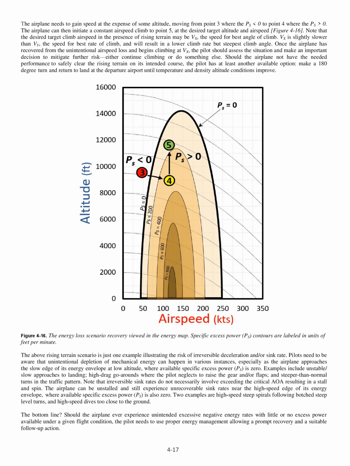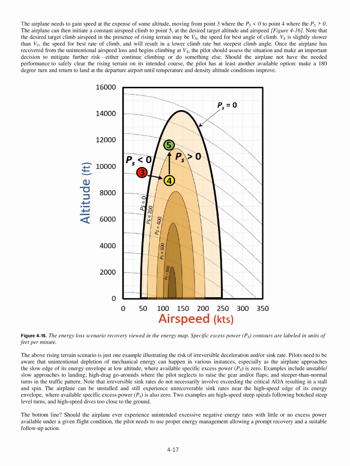The above rising terrain scenario is just one example illustrating the risk of irreversible deceleration and/or sink rate. Pilots need to be aware that unintentional depletion of mechanical energy can happen in various instances, especially as the airplane approaches the slow edge of its energy envelope at low altitude, where available specific excess power, PS, is 0. Examples include unstable/slow approaches to landing, high drag go-arounds where the pilot neglects to raise the gear and/or flaps, and steeper than normal turns in the traffic pattern.